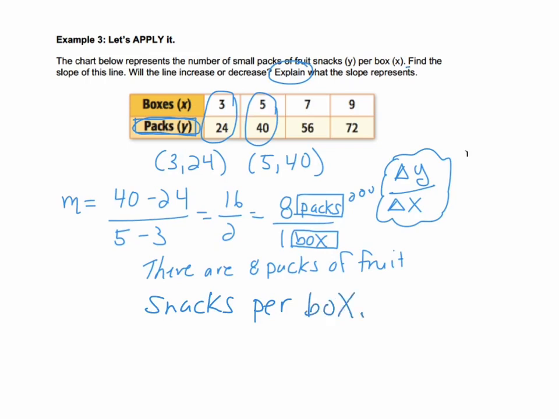So I found the slope of the line. That was this. Whoop. Will the line increase or decrease? Oh, forgot to do that. What do you guys think? It does, because it's a positive number. 8 is a number that's bigger than 0. So it increases. And we did explain what the slope represented.